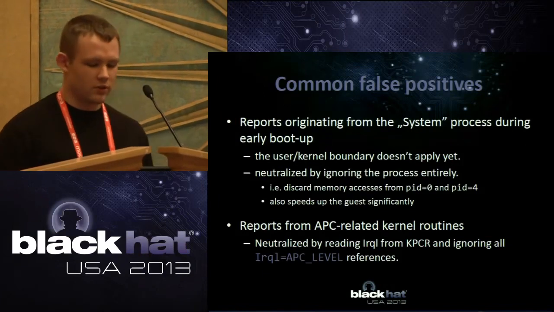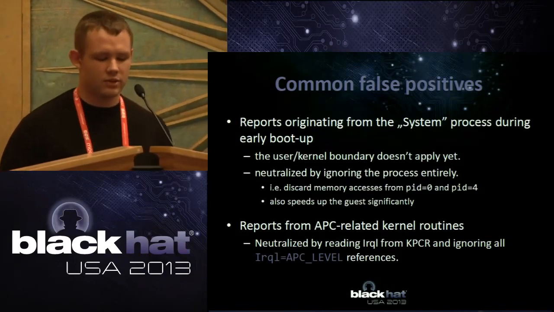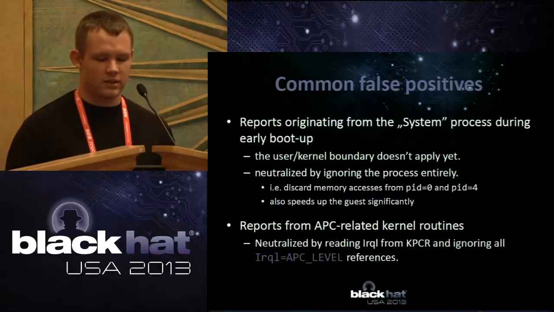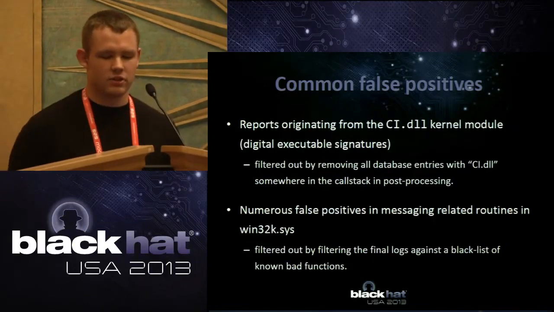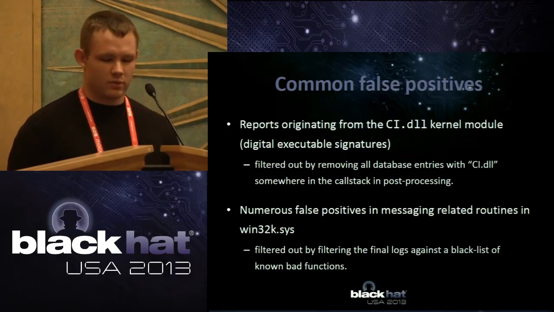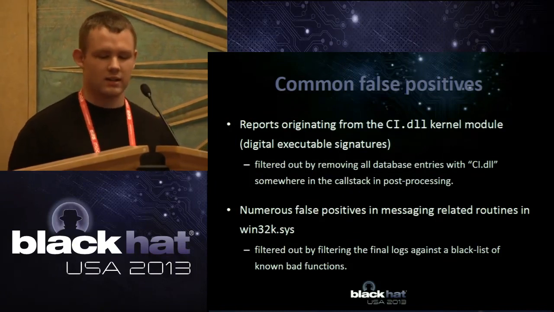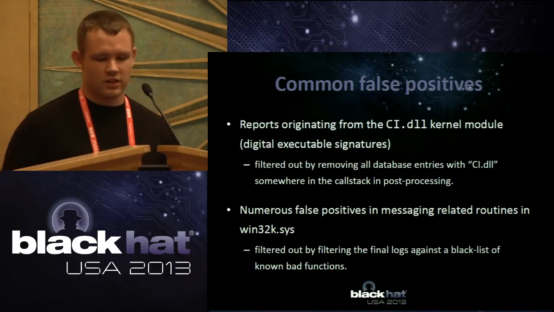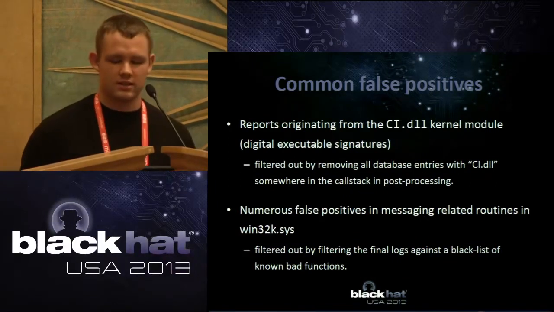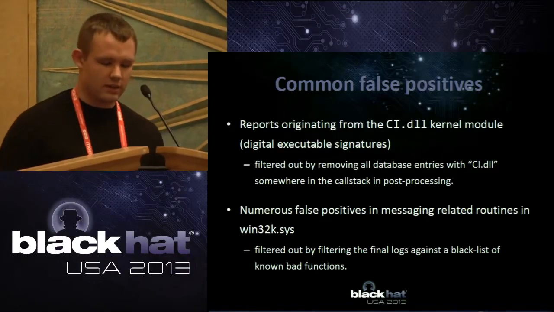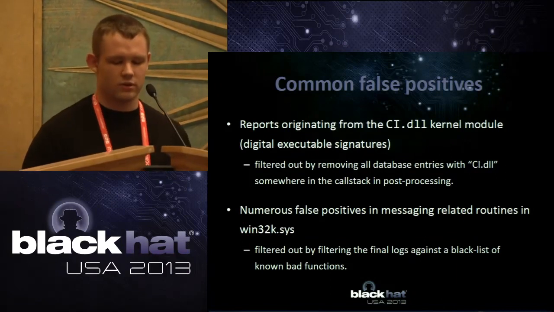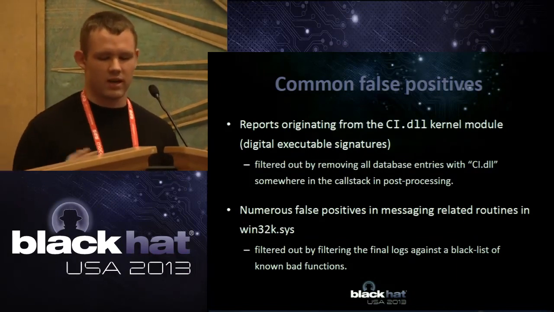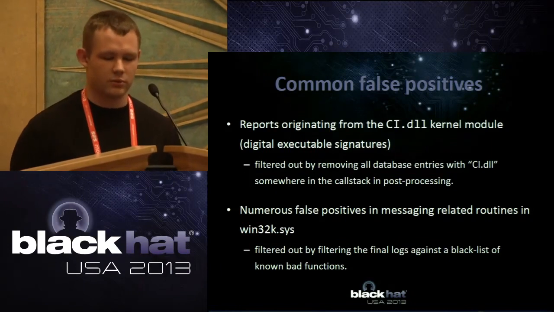We also got lots of false positives from APC related kernel routines, which we neutralized by discarding all of those fetches that were taking place at IRQL equals APC level. Then we again had lots of reports originating from CI.DLL, which is responsible for handling the PE signing things. So we just removed all database entries which had ci.dll somewhere in the call stack, which was also pretty effective. And then we had numerous false positives in the messaging routines of Win32k, which we basically had to deal with by having a blacklist of functions that are known to have false positives.